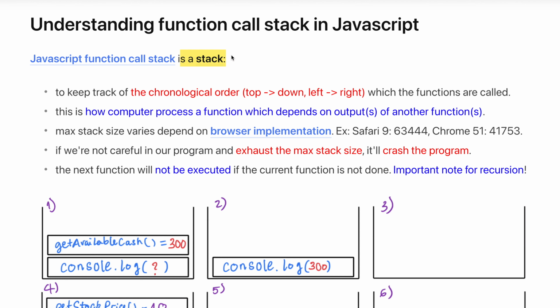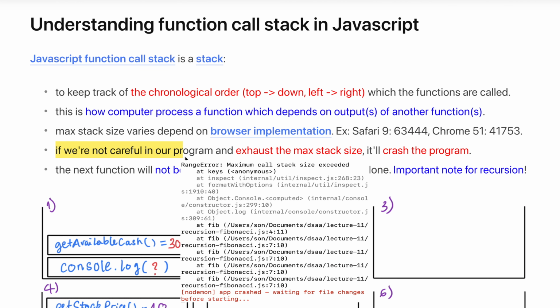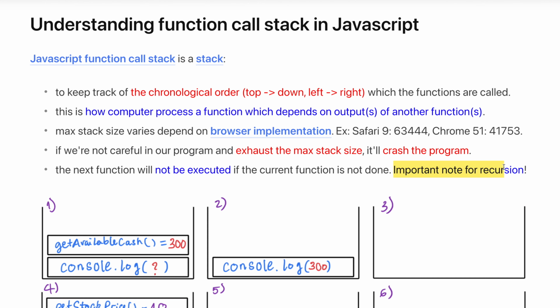We should note that the call stack is a stack data structure, and it has a max stack size. The maximum stack size varies depending on each browser implementation. For example, for Safari 9, the maximum stack size is around 63,000. For Chrome 51, the maximum stack size is around 41,000. Maximum stack size is important information to keep in mind, because if we're not careful in our program, we're going to exhaust the max stack size, and it will crash the program. There's an important note to remember for understanding recursion. That is, the next function will not be executed if the current function is not done. We will see a lot of examples about this note in a minute.